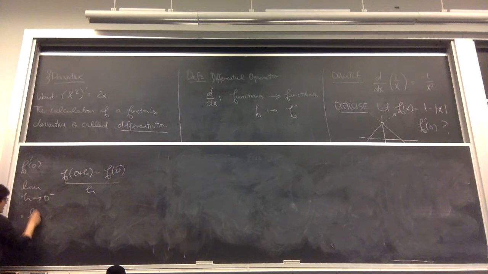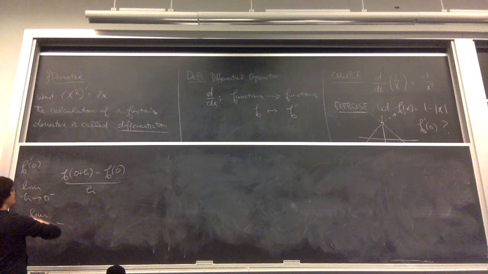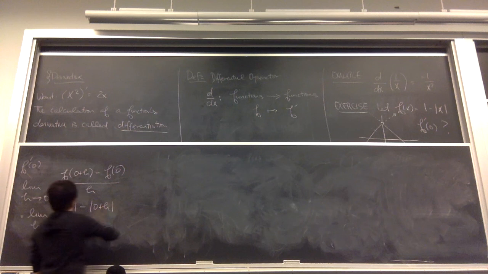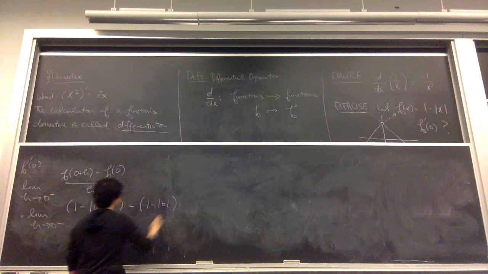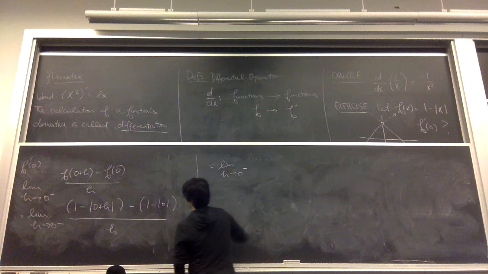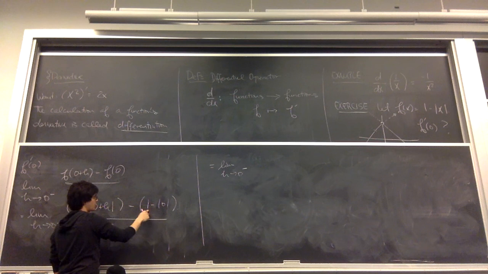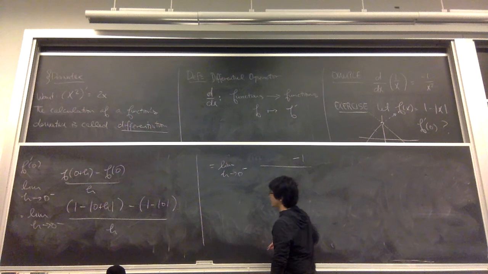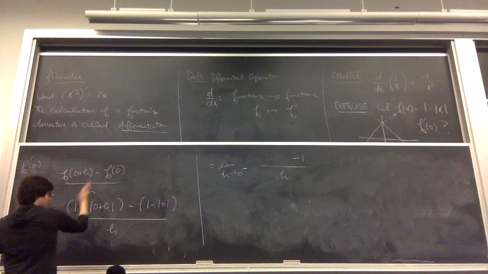This is equal to the limit as h goes to 0 from the left of, and now let's put in the values. This one you get 1 minus absolute value of 0 plus h. And then here you get 1 minus absolute value of 0. This is all going to be over h. Let's continue simplifying. The absolute value of 0 is 0, so what I've got left here is a 1, or more specifically, a minus 1. The bottom's easy to resolve, that's h. But we have to ask ourselves, what should I be replacing the absolute value of 0 plus h with?